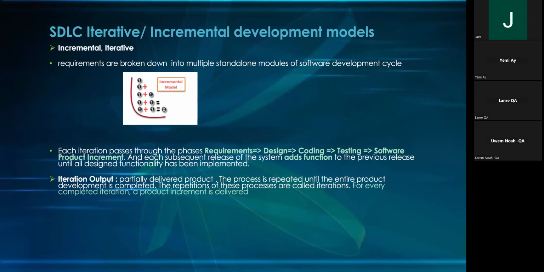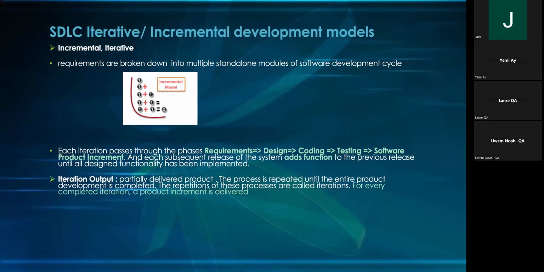The process is repeated until the entire product development is completed. The repetition of this process is called iteration. So when we took the login functionality, we did requirements, we did the design, we did the login, we did the testing, we deployed it. So that's one phase that we have done. One iteration, one increment, one. So that's the first iteration.